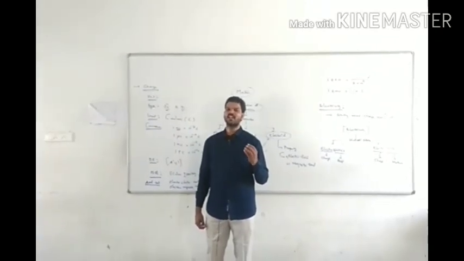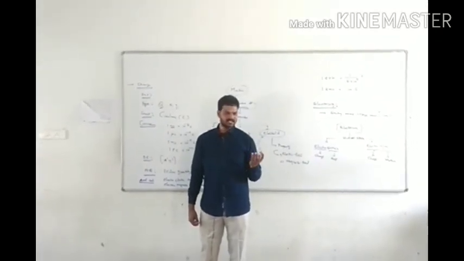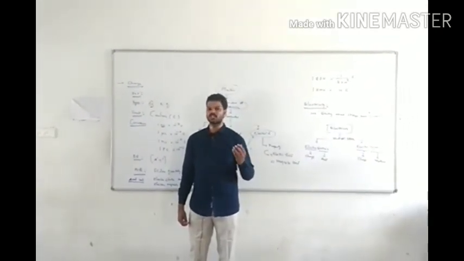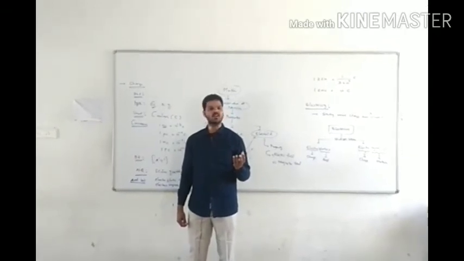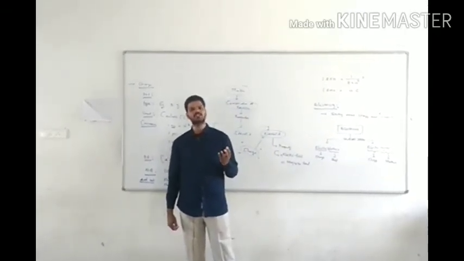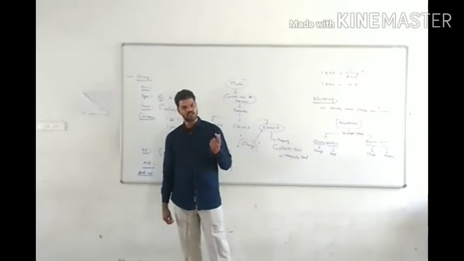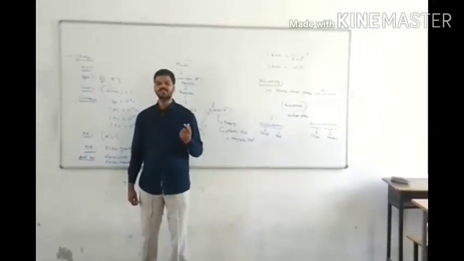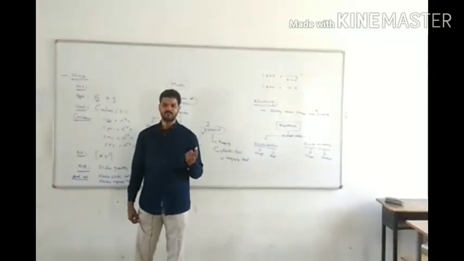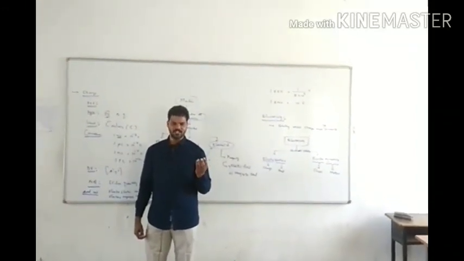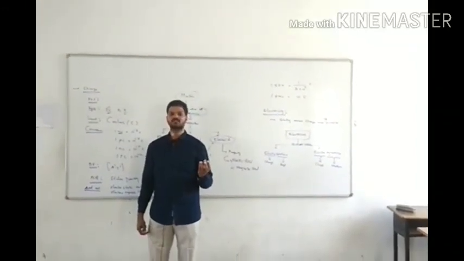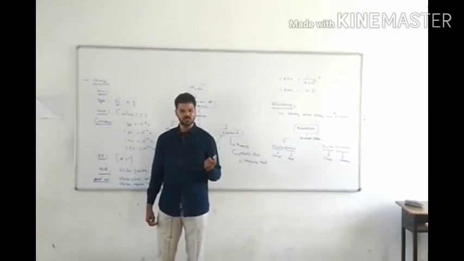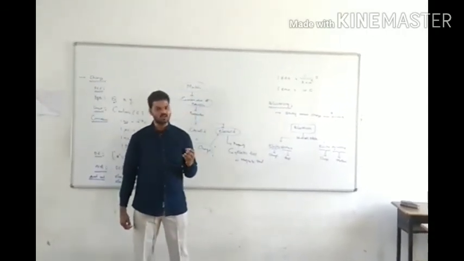Simultaneously, another scientist calculated the specific charge of the electron. The specific charge is the ratio of the charge of the electron to its mass, that is e by m. The scientist is J.J. Thomson. So Millikan calculated the charge of the electron and J.J. Thomson calculated the specific charge of the electron.